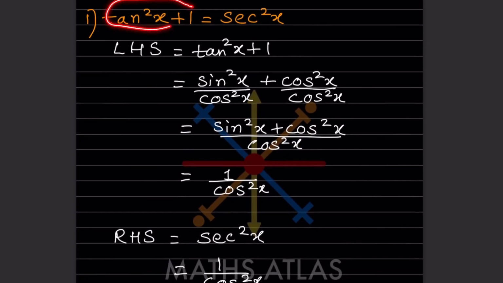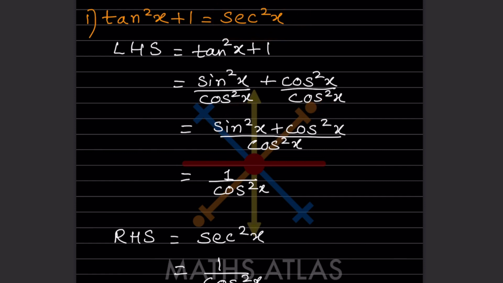So here it's given tan square x plus 1 is equal to sec square x. Let us keep the LHS as it is over here. So now tan square x is sine square x by cos square x, plus this 1 we can write as cos square x by cos square x. Why? Because the denominator is cos square x, and later on we want this as sec square x. So here it becomes easier. Now let us see how.